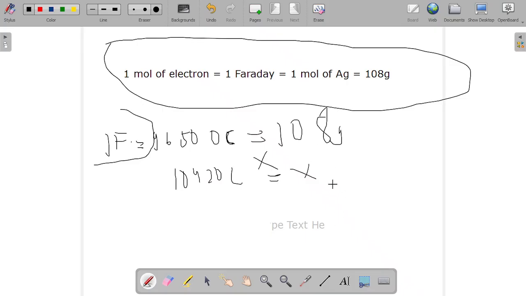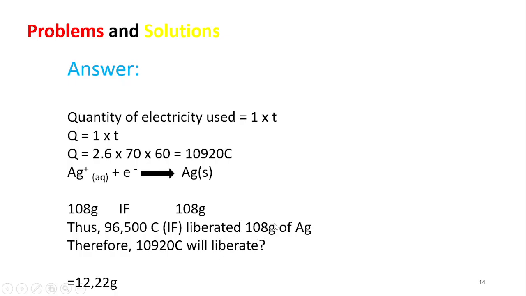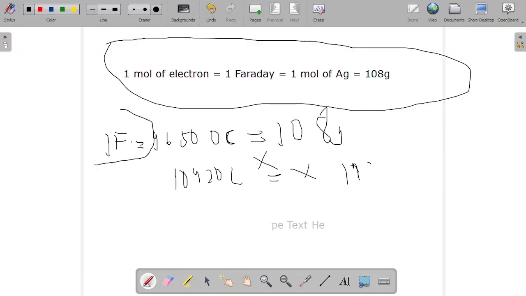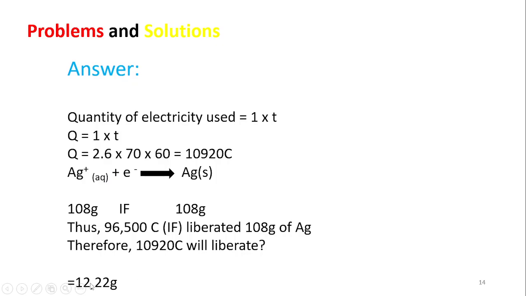So it's actually very correct. That's 12.22 grams. This should be a decimal point. So that's it. That's how we can solve it.